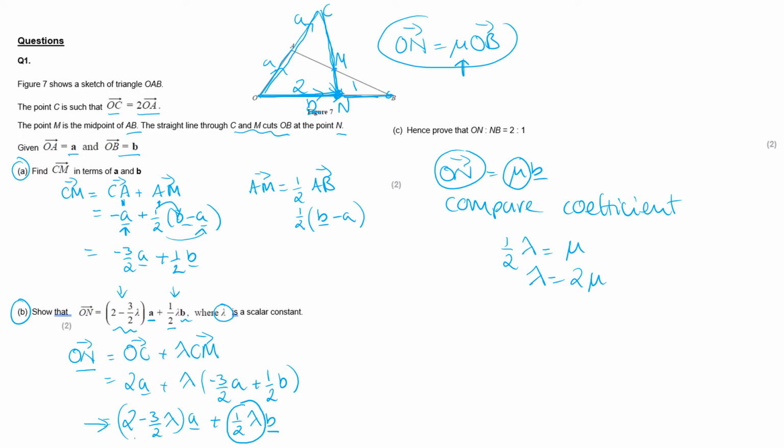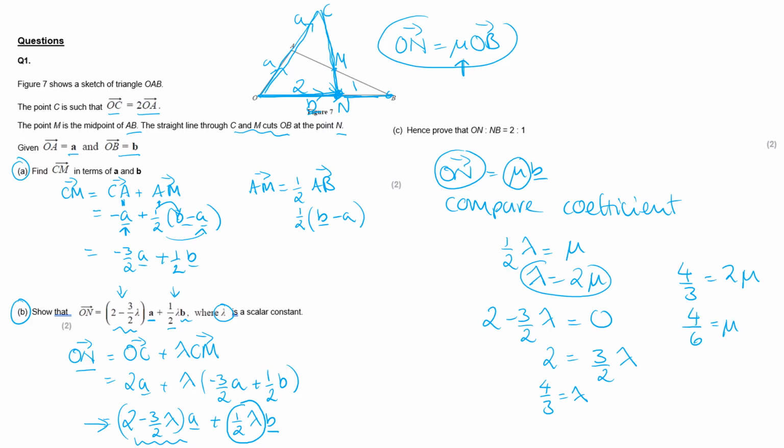So the actual calculation that we did previously is telling us that 2 minus 3 over 2 lambda must equal 0, because we haven't actually got any a to go straight from O to N. So that's telling us that 2 is equal to 3 over 2 lambda, so 4 over 3 is equal to lambda. So if we put that in here, we're going to get that 4 over 3 is equal to 2 mu, and so 4 over 6 is equal to mu. So mu is equal to 2/3.